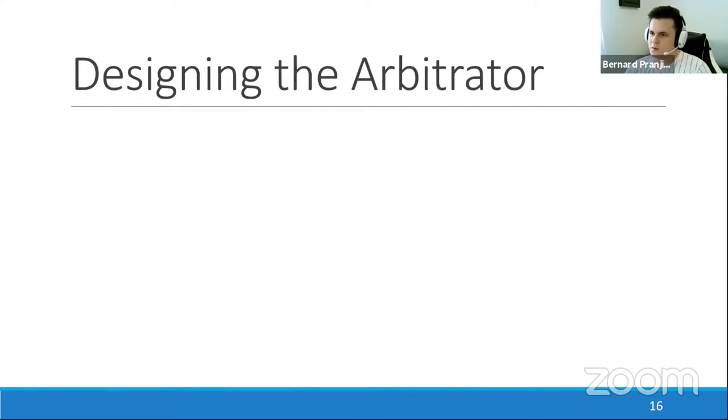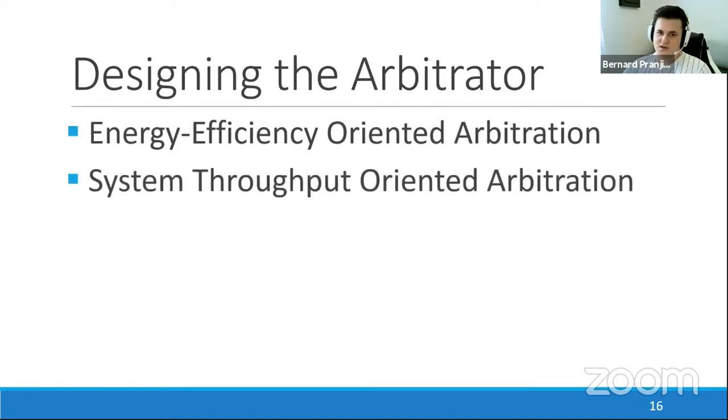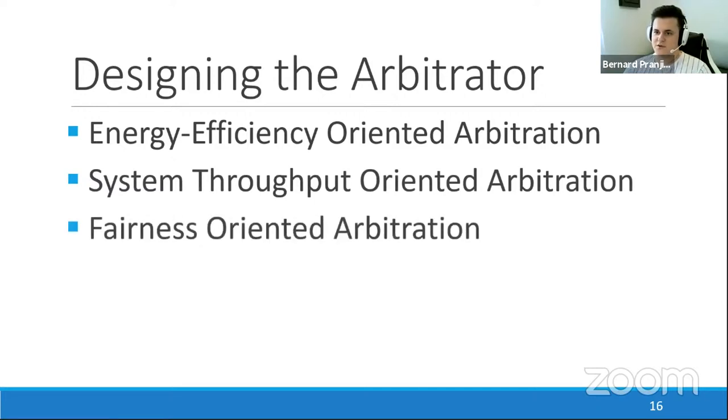Okay, when it comes to designing the arbitrator, there are three different types. There is energy efficiency oriented arbitration, system throughput oriented arbitration, and fairness oriented arbitration. In this paper, they basically use a combination of the first two, but they can choose whichever they want, because they are flexible at runtime.